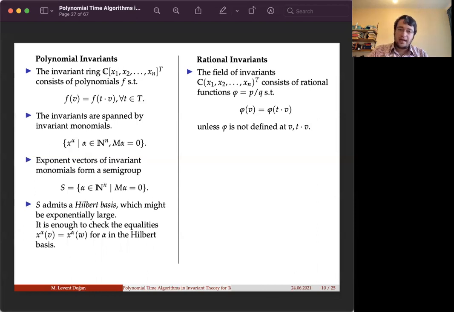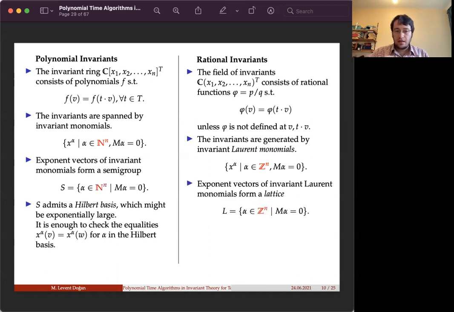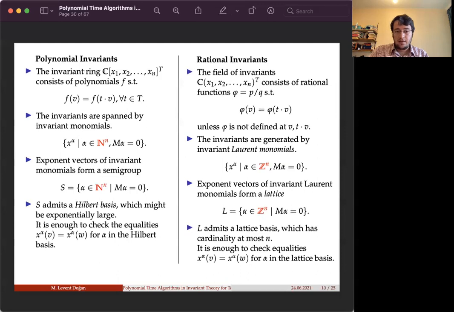So these invariants are, again, generated by invariant Laurent monomials. A Laurent monomial is a monomial, except we allow negative exponents. So again, x to the alpha is an invariant if and only if M alpha is 0. And here's the comparison. In the invariant case, alpha lives in the natural numbers, the semigroup. Here it lives in the integer lattice. And the integral kernel of M inside this lattice is a sublattice of the integer lattice. What is nice about lattices is that they admit a basis, a lattice basis to be more precise, and the cardinality of this basis equals the dimension of the lattice, in this case bounded by n. And again, it is enough to check equalities for rational functions only for these lattice basis elements.